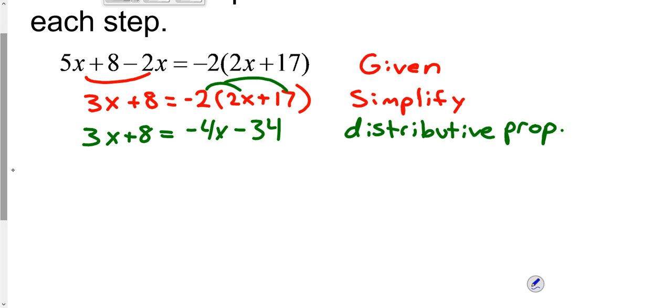All right, what is the next thing we could do here? Well, if we want to combine our x's, we would need to add 4x to each side. Then adding 4x will give us 7x plus 8 equals negative 34. And if we added the same thing to both sides, that is the addition property.